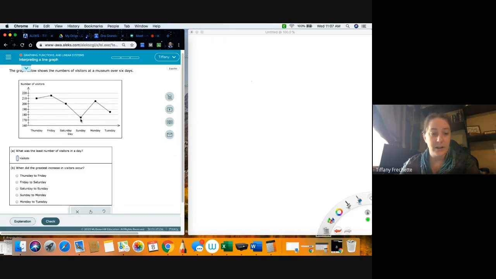So we go here, and this is on Sunday, and we come over here, and this is in between 170 and 180. So the last one was 50 marks. These ones are going to be only 5s. So this is 175.